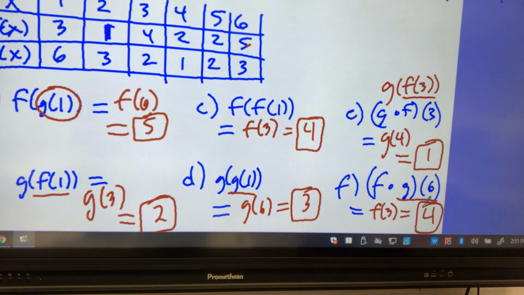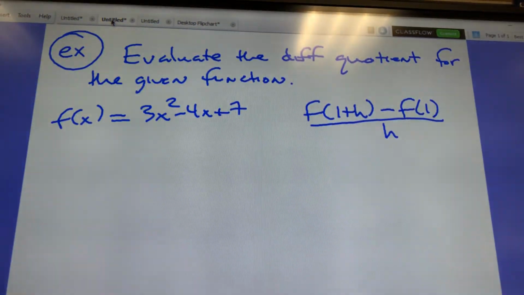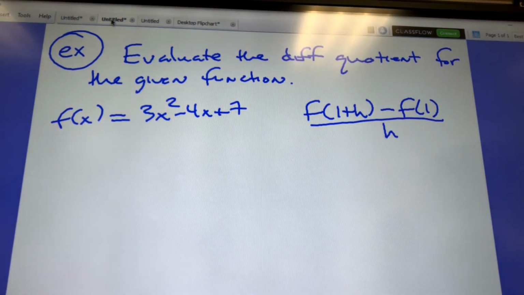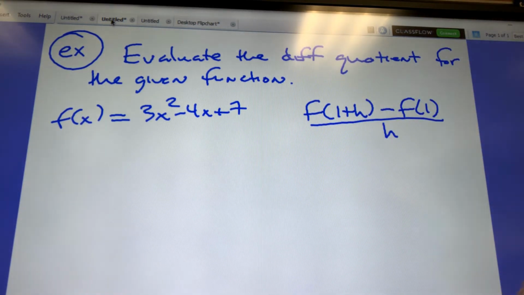All right, and then the big one, really for the rest of the semester, is this difference quotient question. It's not going away. You get a little taste of calculus. You'll see something like this a lot this semester. Evaluate the difference quotient for the given function. F of x is 3x squared minus 4x plus 7. You have f of 1 plus h minus f of 1 over h.